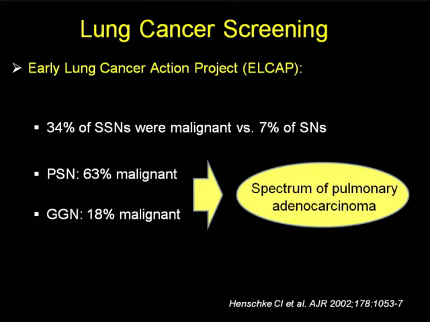Our awareness of the importance of the subsolid nodules and its relationship with the spectrum of pulmonary adenocarcinomas has increased with the lung cancer screening studies. In a study by the LCAP, for example, from the detected lesions, 34% of the detected subsolid nodules were malignant versus only 7% of the solid nodules. And within the subsolid nodules, 63% of the part solid nodules were malignant and 18% of the ground glass nodules.